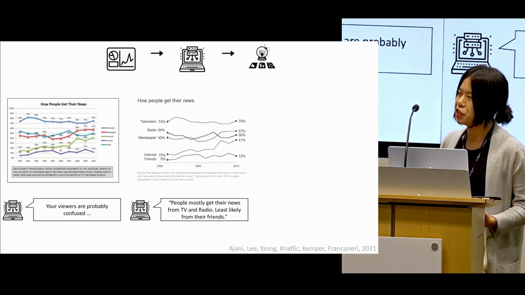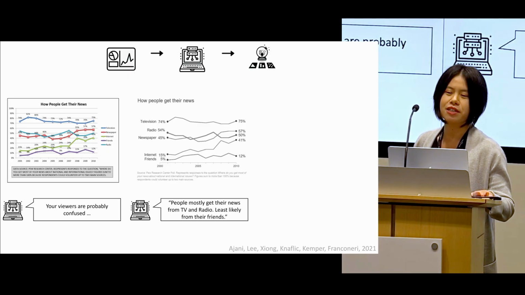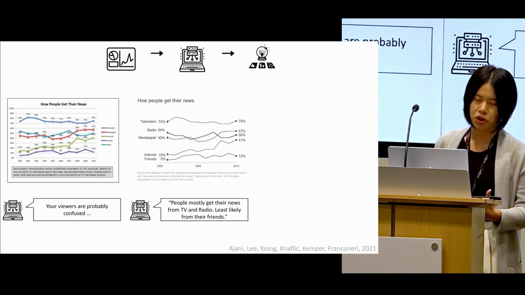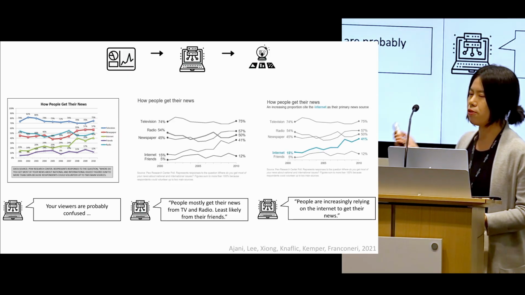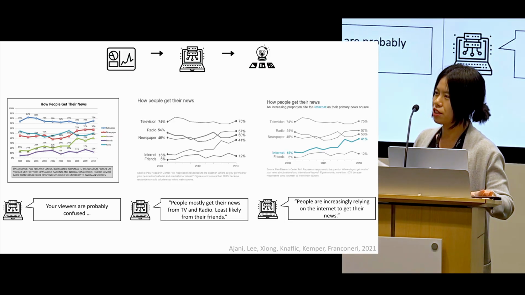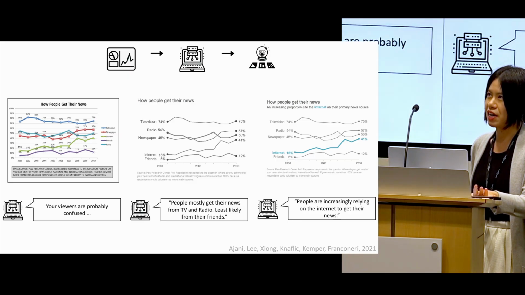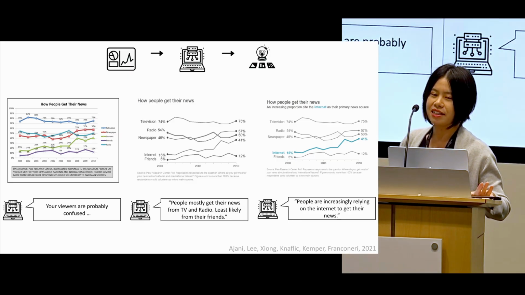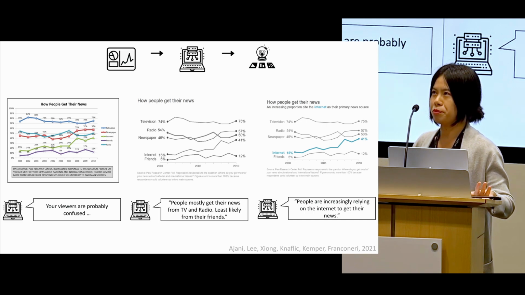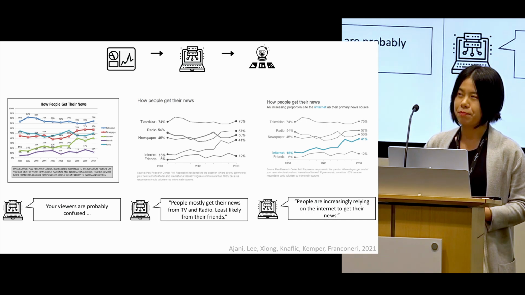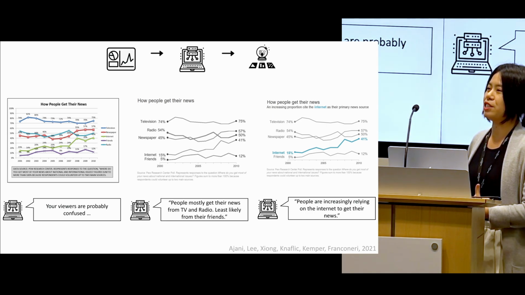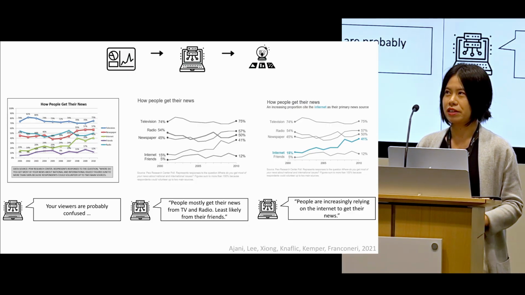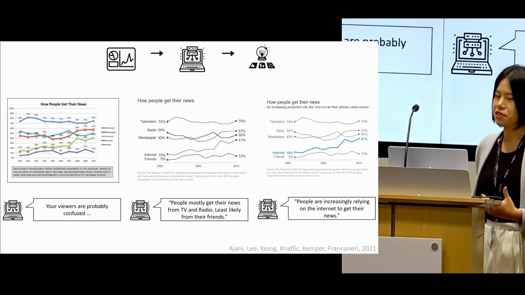So that's pretty good, but you're not quite satisfied because you have something very specific you wanted to communicate to your audience. So you continue to iterate on your visualization, and you feed it to your model again the third time. Now you highlighted one specific trend in the visualization, and in an ideal case, your model would be able to predict that when people are looking at this visualization, because of the highlighted trend, they're going to say people are increasingly relying on the internet to get their news.